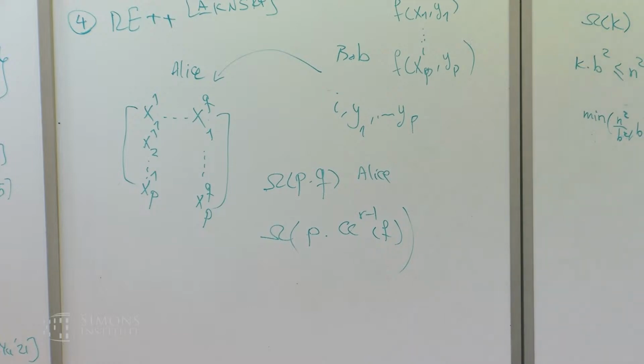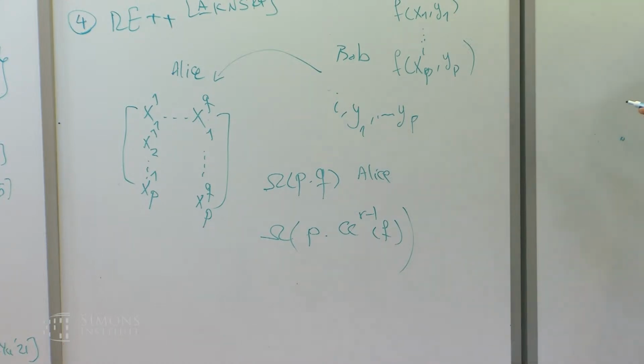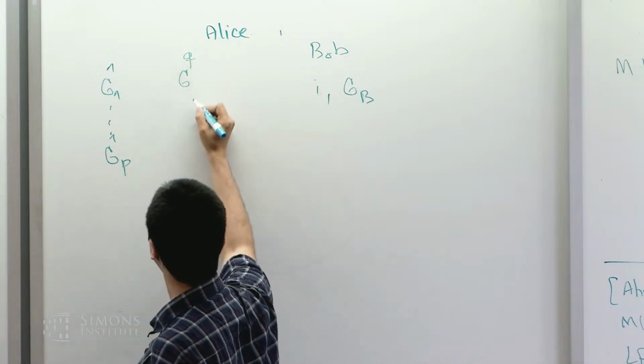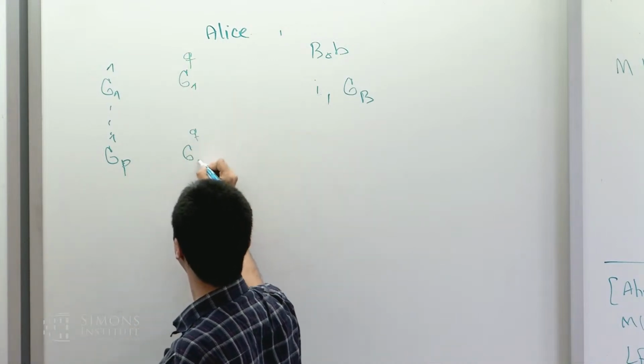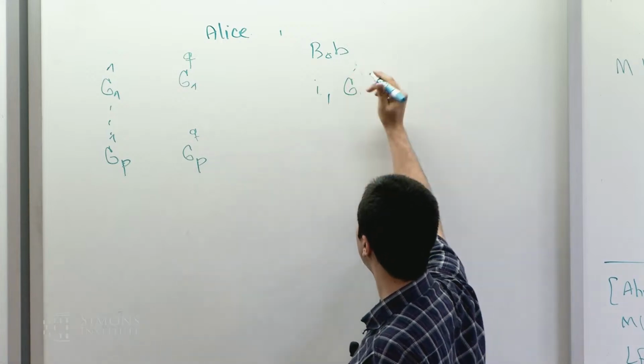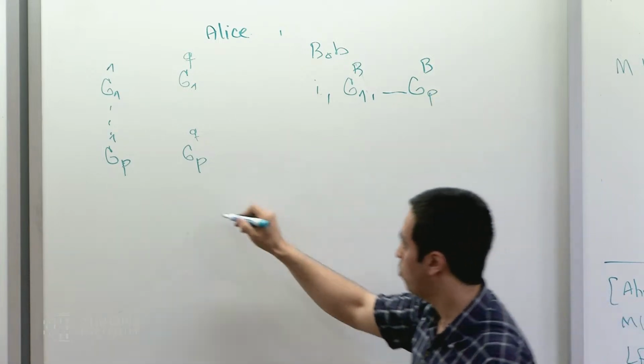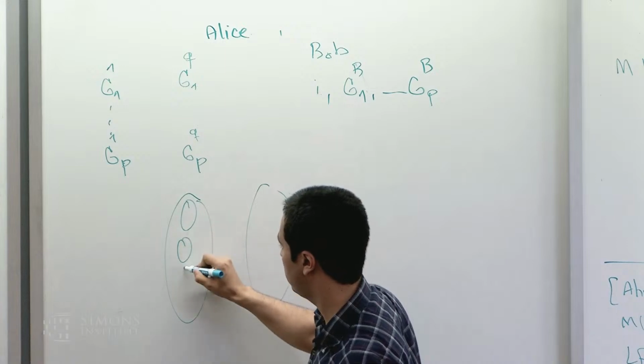I'm going to change this structure. I'm going to give lots of graphs to Alice: G1,1, 2, G1,K, GQ,1, 2, GQ,K. Then Bob gets lots of these things, G1 through GP. So you're going to put these groups of graphs next to each other.